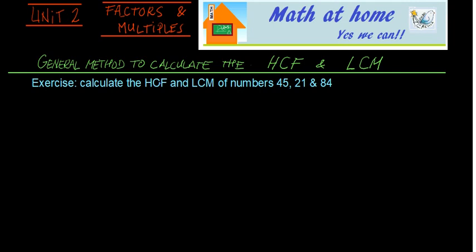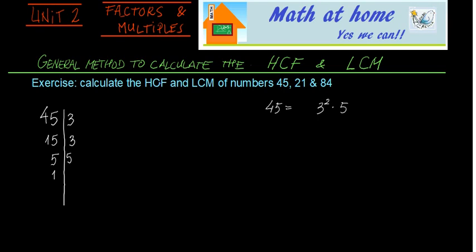Number 45. We start with number 45 and we say, is it divisible by 2? No, it is not. Is it divisible by 3? Yes. And when you divide by 3, you get 15. Is it divisible by 3 again? Yes. And this is the prime factor decomposition of number 45. So we can write here number 45 equals 3 squared times 5.